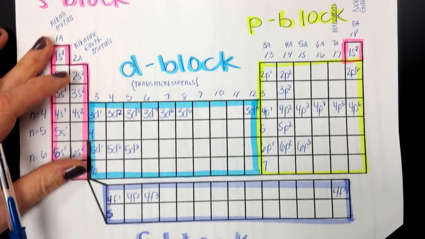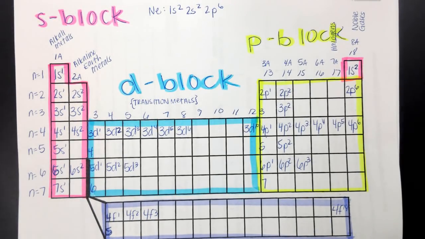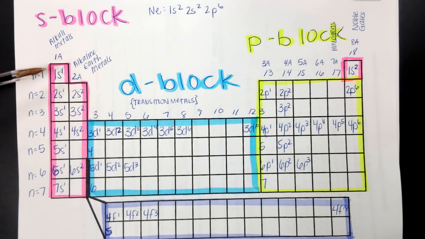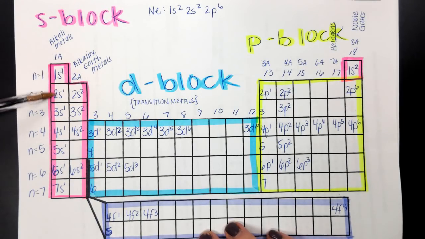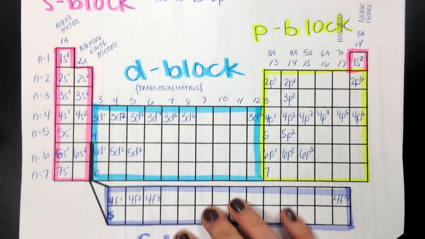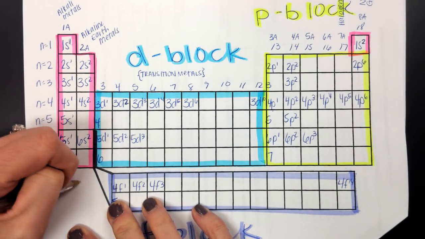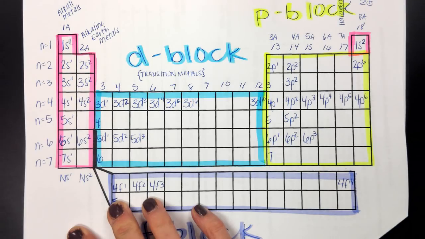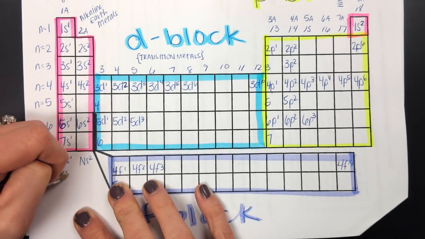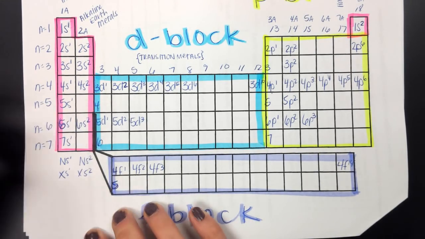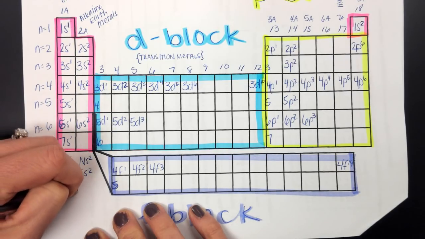So we'll talk about group configurations later, but just know that all of these elements in the same group share what is called their group configuration. So instead of writing it out, you would write ns1, ns2, or sometimes you might see it even xs1 or xs2. That's called group configuration.